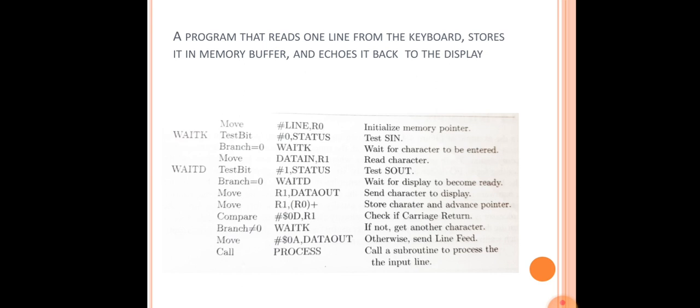So if it is 1, this condition fails and goes to the next instruction, move R1, data out. That means the entered character is at R1 and that character is to be moved to the data buffer associated with the display device. That means data out. So the entered character is now displayed at the display device.